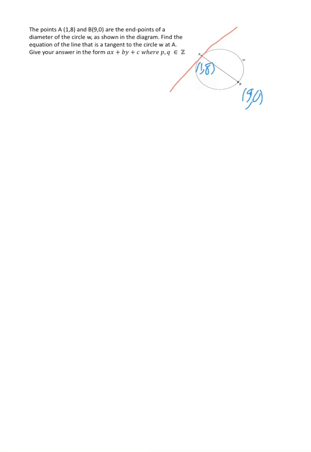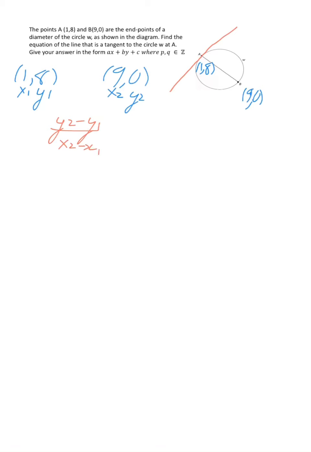And to do that, you need one coordinate, which we have, but we also need what the slope is. So the first thing we need to do here is find the slope of AB, and then that slope is going to be perpendicular to our tangent. Okay, so we have the points (1, 8) and (9, 0). So let's find the slope here. The first thing I'm going to do is label x1, y1, x2, y2. And then I'm going to write out my slope formula, which is in your logbooks. So y2 minus y1 all over x2 minus x1.